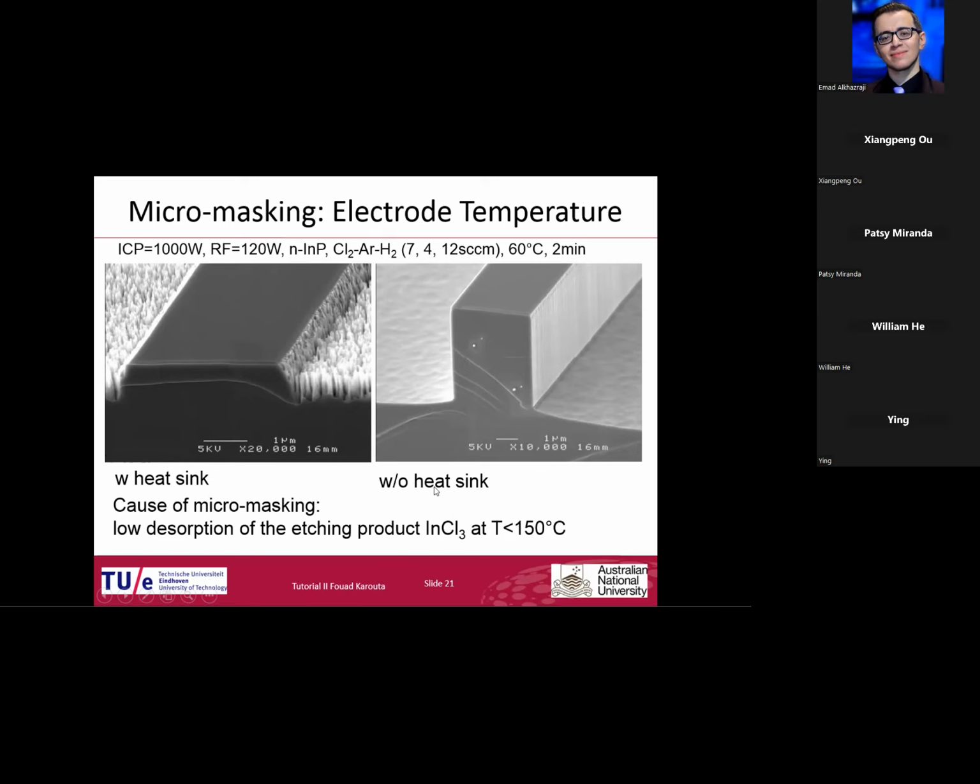Well, here, because there's no heat sink, the effective temperature is much higher. Oh, okay, I got it. Yeah. So your electrode is at 60 degrees, the silicon wafer is 60 degrees, but the sample that you just put on top may be 200 degrees. We don't know. I see.